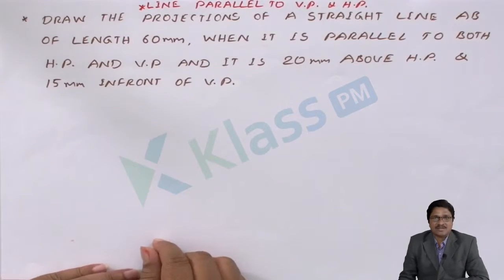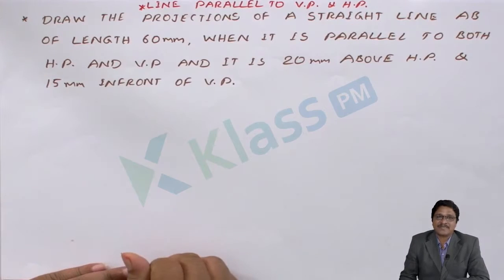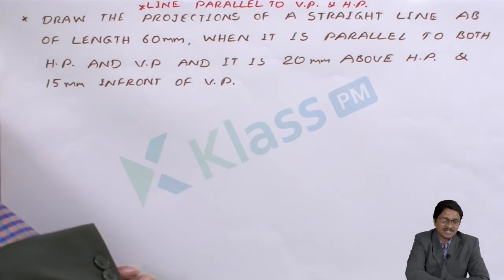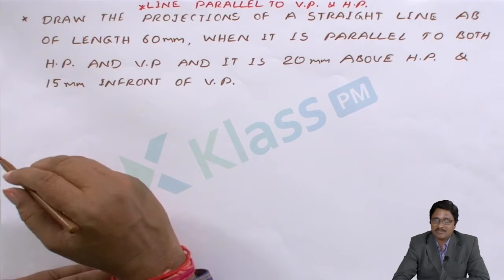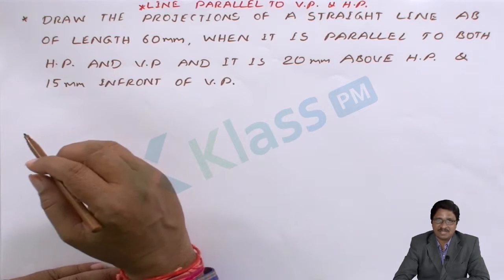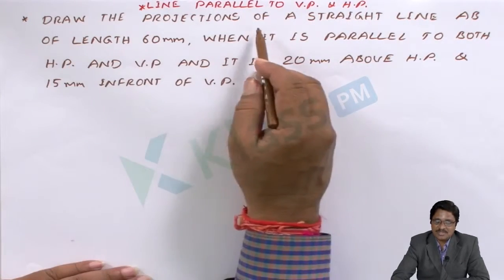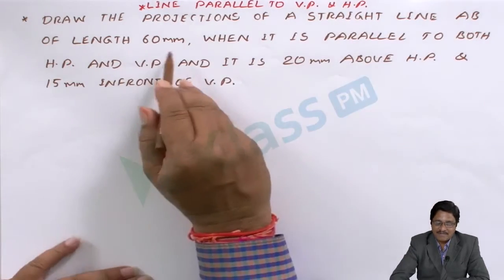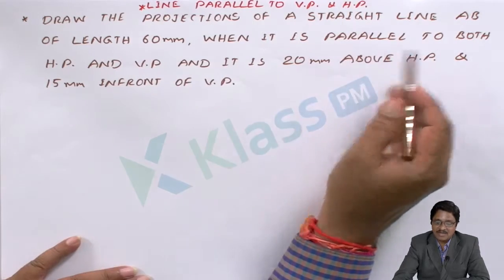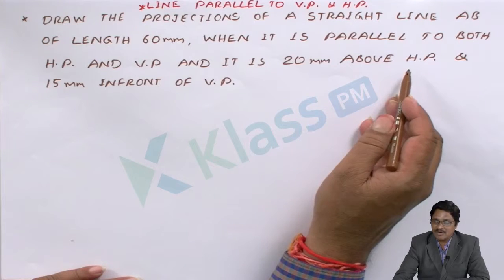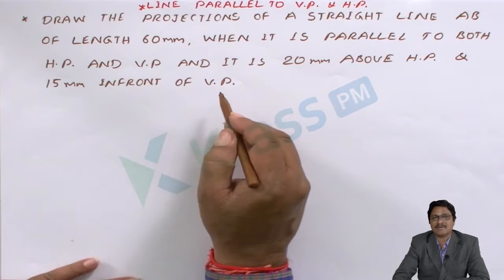Let me discuss the line problem in the other condition. Previously we discussed the line parallel to VP, then parallel to HP. In both cases it is perpendicular to the other plane. Now let me discuss the third condition: the line parallel to both the vertical plane as well as the horizontal plane. For that, let me discuss a problem. Draw the projections of a straight line AB of length 60 mm when it is parallel to both the horizontal plane and the vertical plane, and it is 20 mm above the horizontal plane and 15 mm in front of the vertical plane.